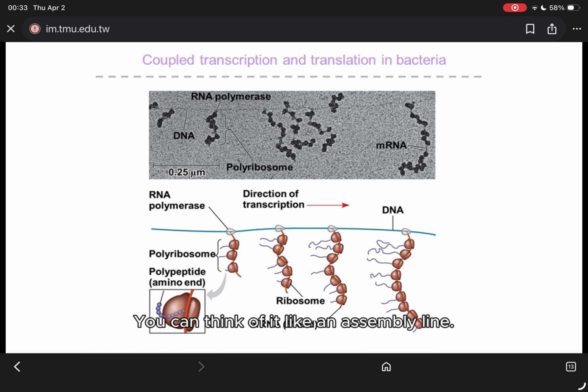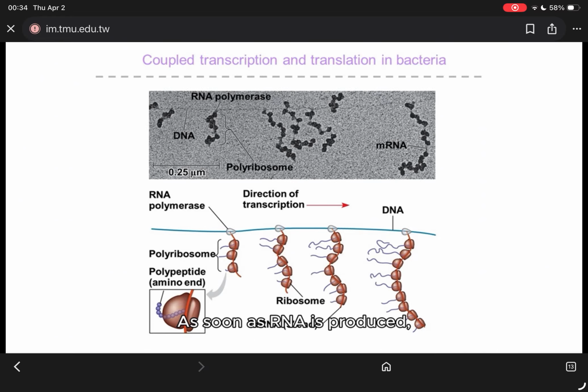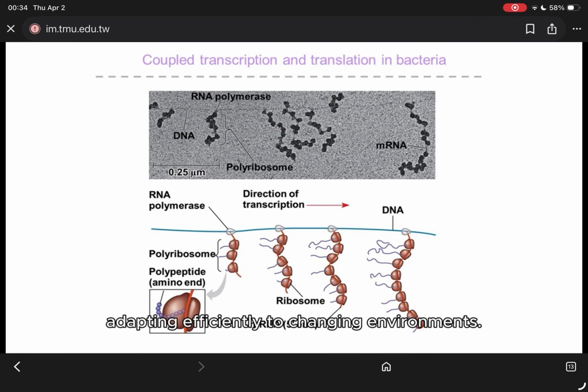You can think of it like an assembly line. Raw material, mRNA, is being produced at the front, and at the same time, it is immediately processed into a finished product, protein, at the back, with no wasted waiting time. In summary, bacterial transcription and translation occur simultaneously and in a coupled fashion. As soon as RNA is produced, protein synthesis begins. This coupling is one of the major reasons why bacteria can grow and reproduce so quickly, adapting efficiently to changing environments.